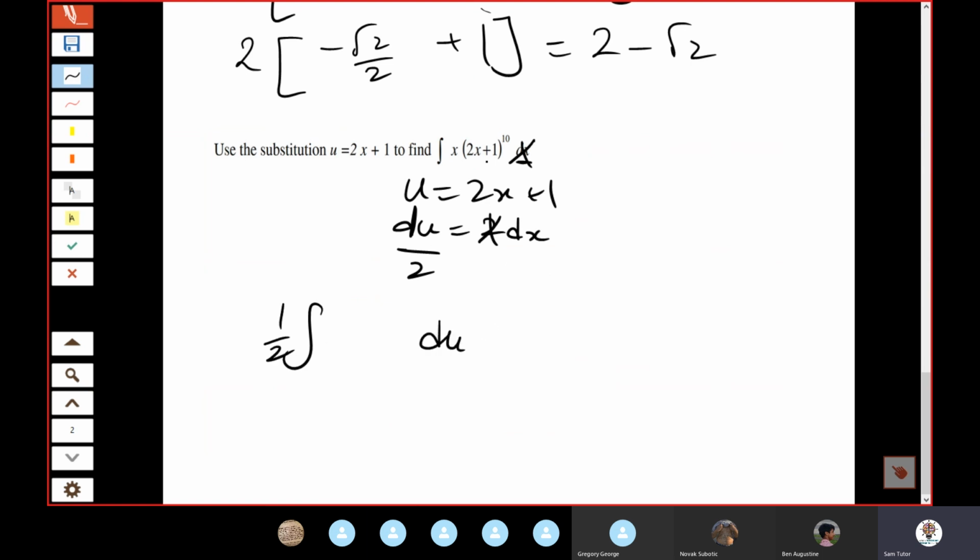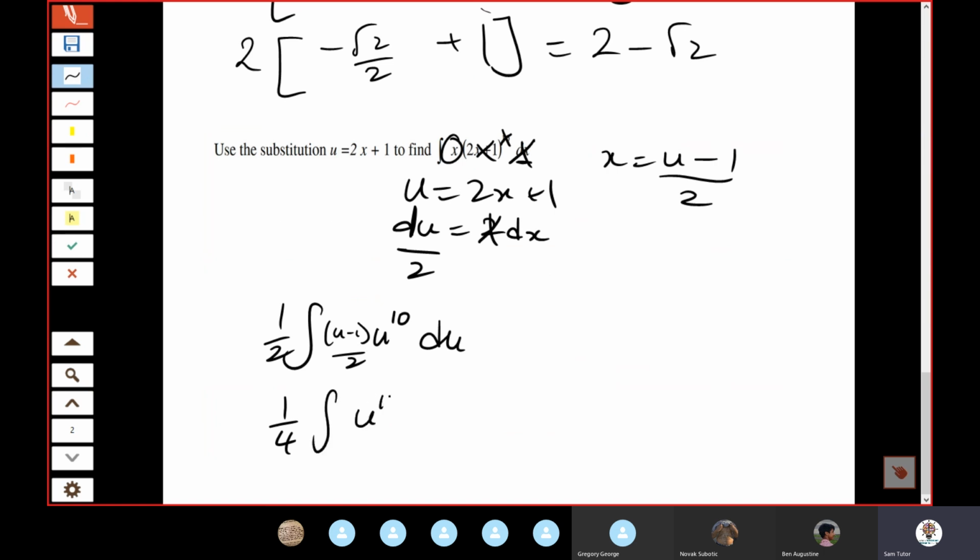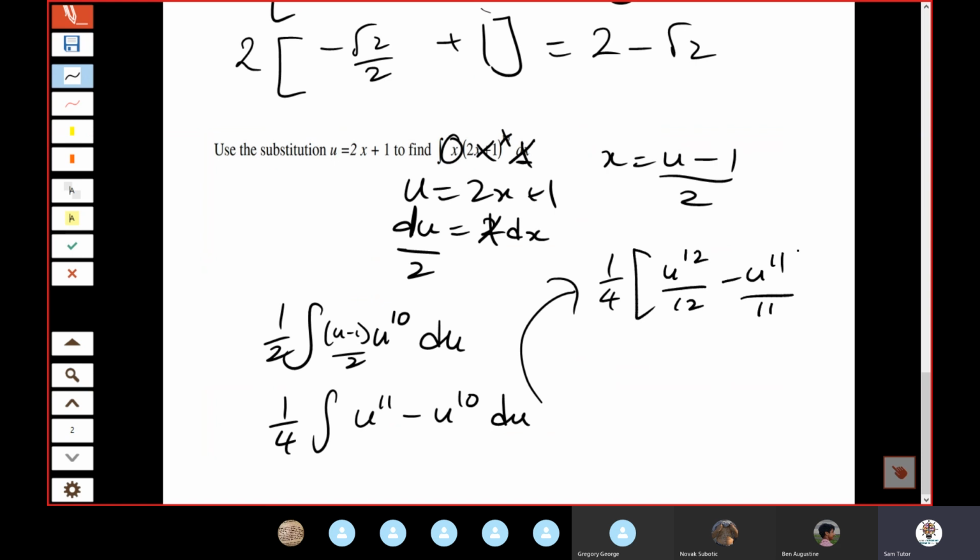There it is. 2x plus 1 becomes u. That becomes u to the power of 10. That's gone. I'm just left with this x. Same problem as before. x equals u minus 1 all over 2. The 2 I usually put on the outside, like I keep saying. That becomes a quarter. u to the power of 11 minus u to the power of 10. And then plus c, because we don't have limits.